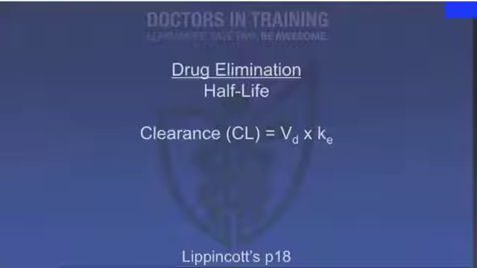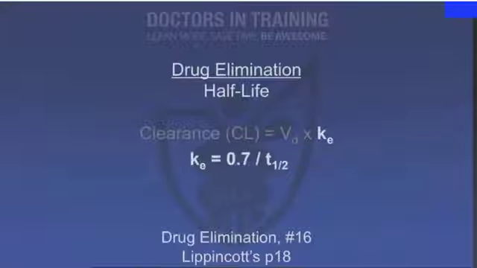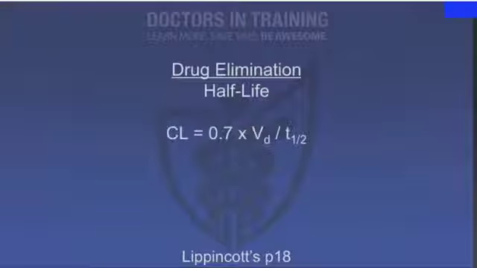You can also express this same formula as clearance equals volume of distribution times Ke. Ke is an elimination constant. And Ke, if you look at that formula, is obviously 0.7 divided by the half-life. But that's not the equation you need to memorize. The equation you need to memorize is clearance equals 0.7 times volume of distribution divided by the half-life.